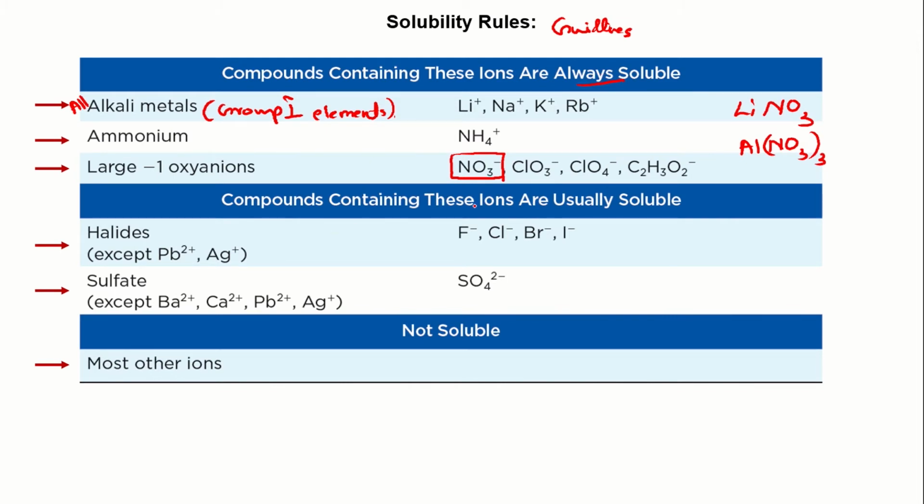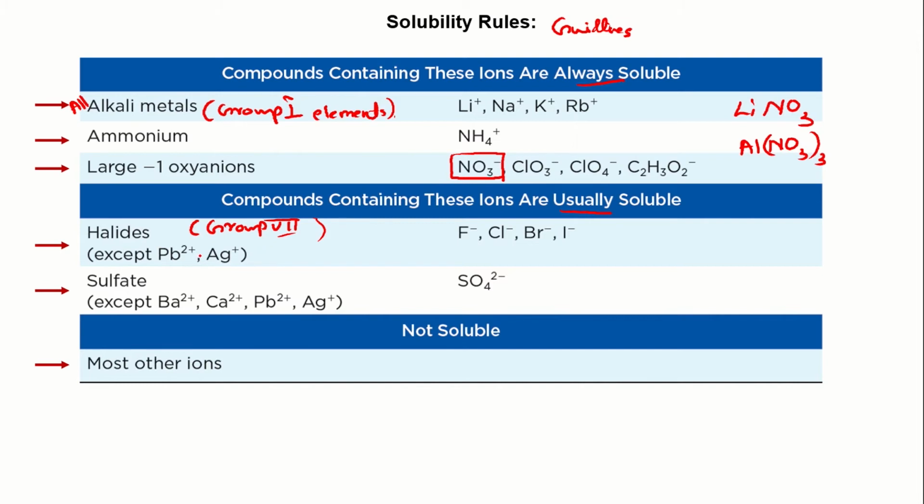Alright. Now we are going to move on to the usually soluble substances. The halides. Halides mean the group 7 anions. You can see they are the anions, so the group 7. These anions are usually soluble. Remember, it says usually, not always. So that means there are a few exceptions. What are the exceptions? Lead chloride and silver chloride.